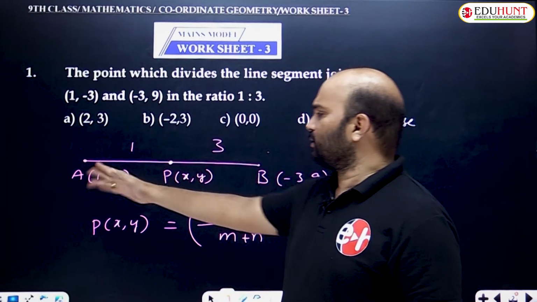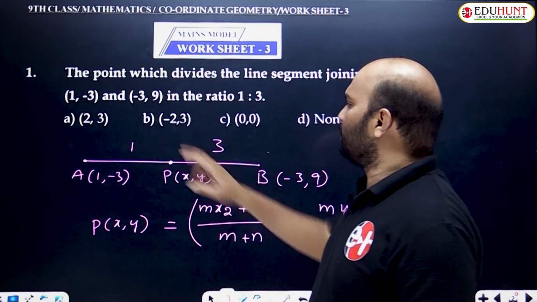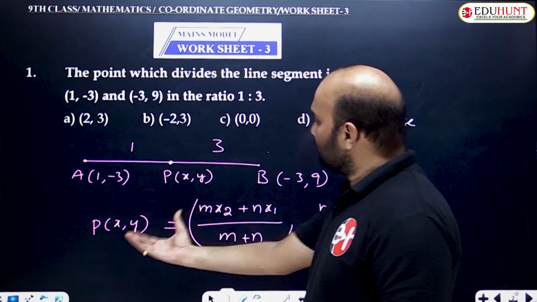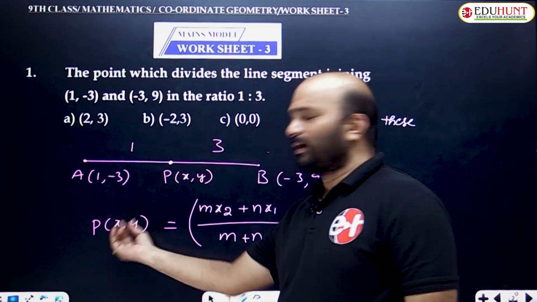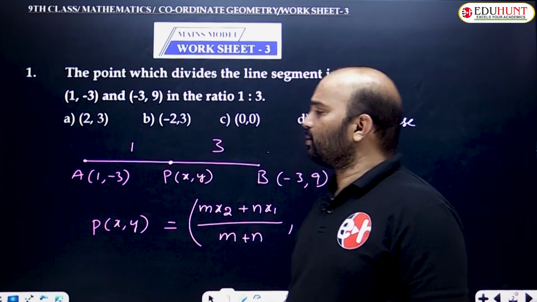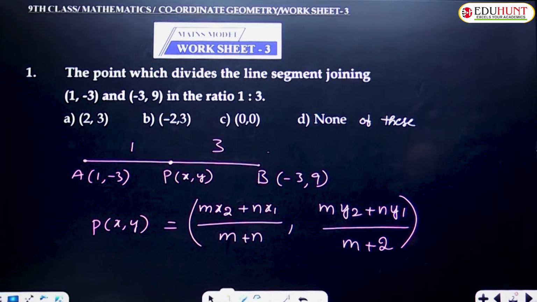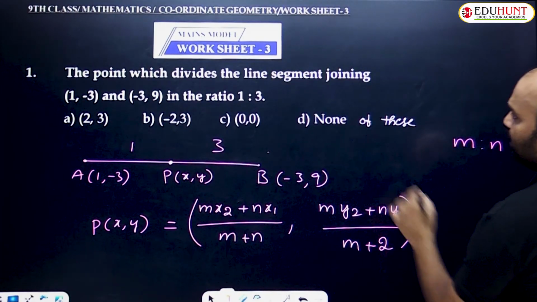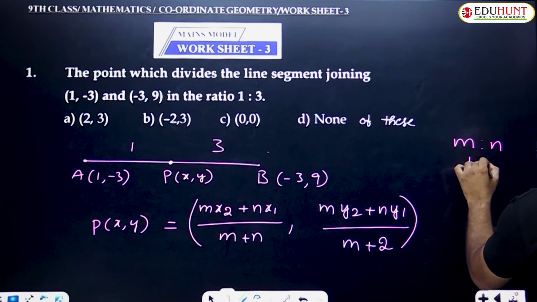P divides the line segment in the ratio 1:3. What is the point? What are the x value and y value, the x coordinate and y coordinate? The coordinates of P are being asked. Am I clear? So here m:n, you know that. What is the m:n value? m:n equals 1:3.